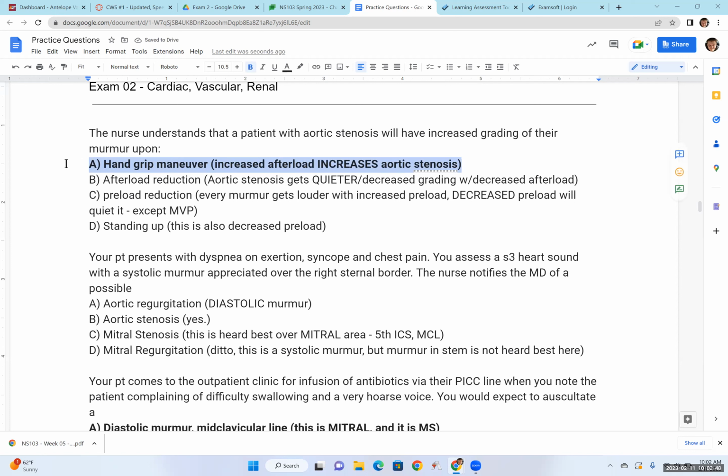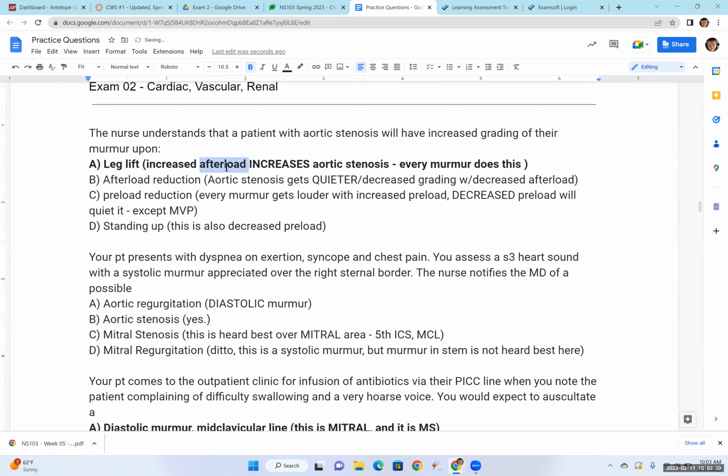The symptoms worse. Sorry, increasing the afterload will not quiet the murmur. It makes it louder if you decrease afterload, because every murmur gets louder with increased afterload, right? Except aortic stenosis. That's the exception to that rule. Was the slide accurate? Oh, yeah. I can't take that back, can I? Anyways, so increased afterload. Let's do something else. Let's do preload reduction. Let's do leg lift.